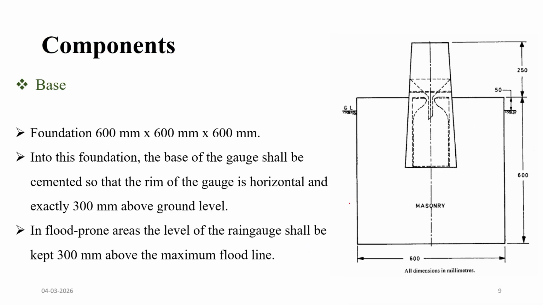The rain gauge shall be fixed on a masonry or concrete foundation of size 600 by 600 by 600 mm, which is sunk into the ground. The top 50 mm of the base is exposed above the ground level.